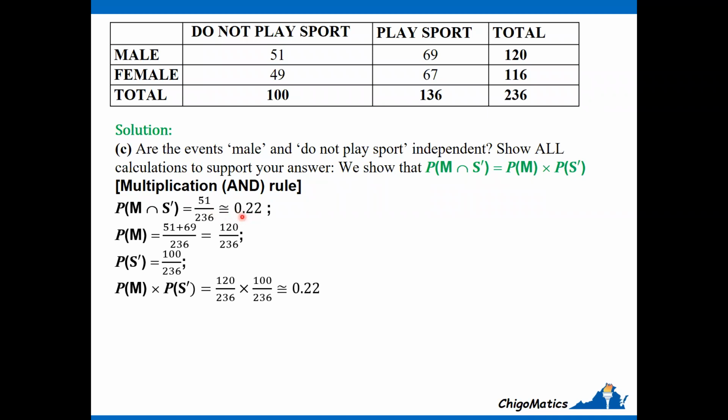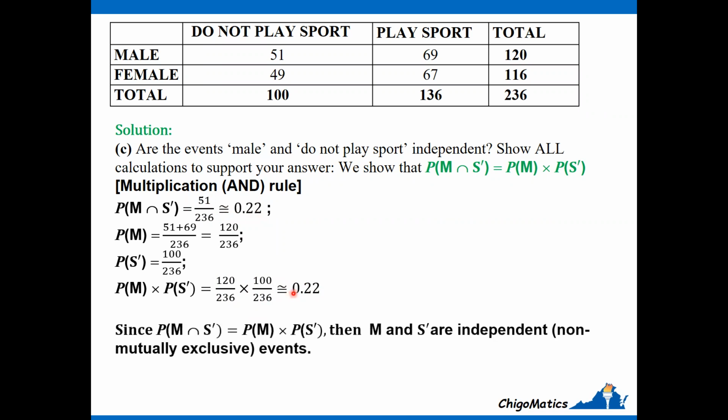So this is exactly why I've changed this to 0.22 and again change this to 0.22, because the fraction after you simplify here, you never get the same fraction as this. So for you to check whether the two given probabilities are the same, change them to a decimal fraction and you realize that surely they are equal. Right. So in such a case, since the probability of M intersection S prime is the same as the product of their individual probabilities, then M and S are independent events, or we can say M and S prime are non-mutually exclusive. It's one and the same thing.